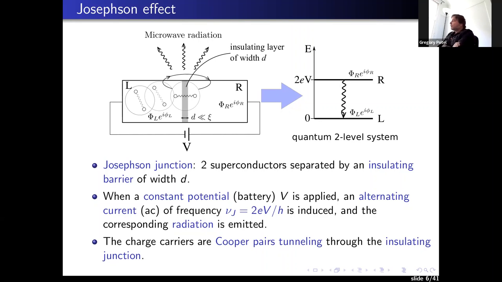Another thing that one has to take into account is that the charge carriers of the current are not single electrons, but rather the Cooper pairs. So the Cooper pairs are tunneling as a whole across the junction, across the insulating layer. Next slide.